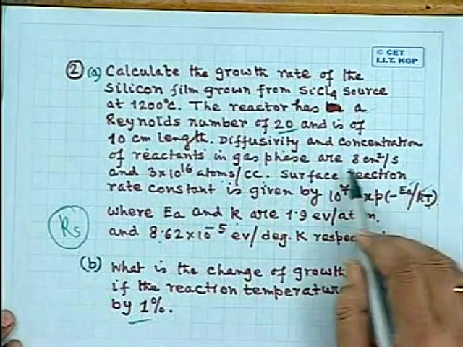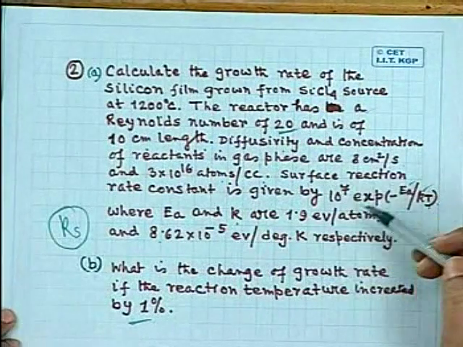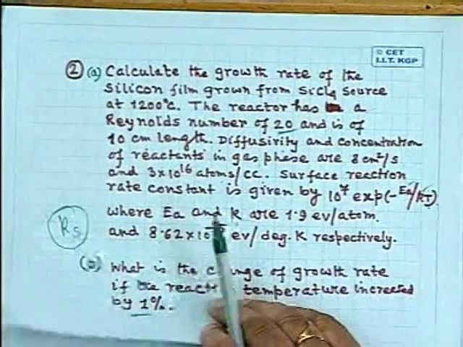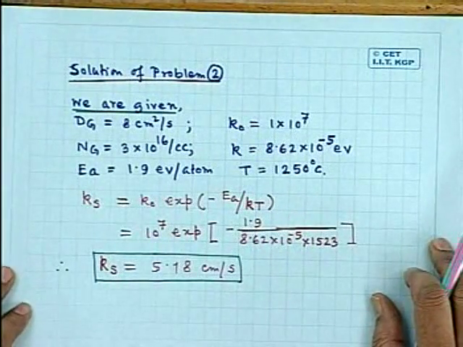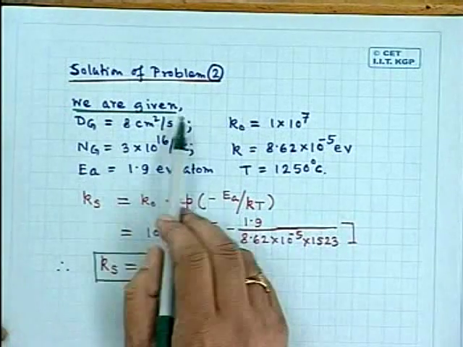Now let us try to solve the first part of the problem. In the first part, the solutions are given here. So we are given dg.